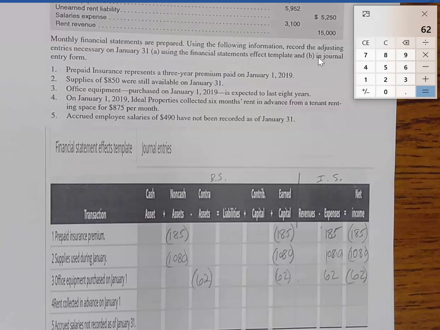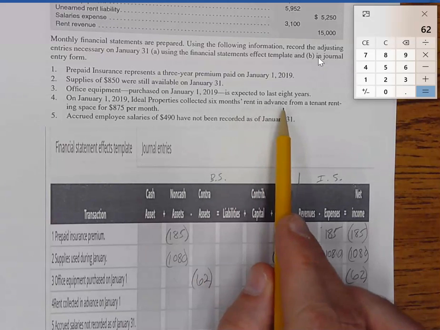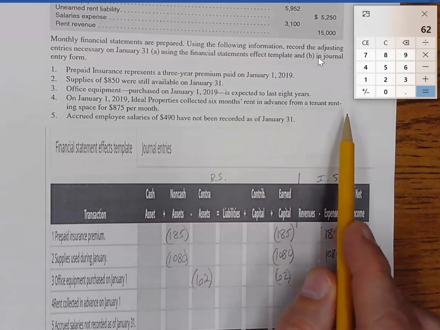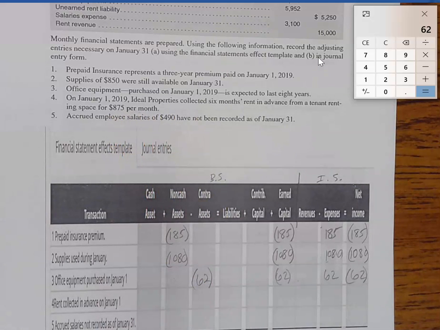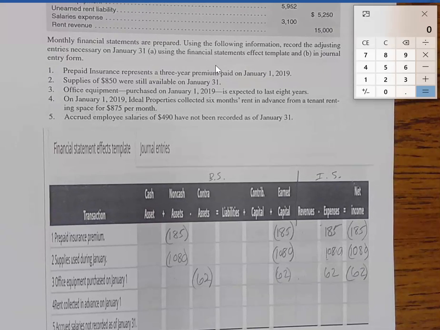Number 4 says on January the 1st, 2019, Ideal Properties collected 6 months rent in advance from a tenant renting space for $875 per month. Okay, so this is worded kind of a trick here. Well, it's not a trick, but it kind of goes against the way that we've been doing some of these other entries.